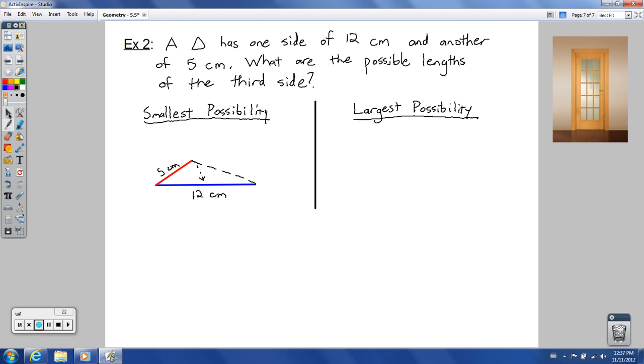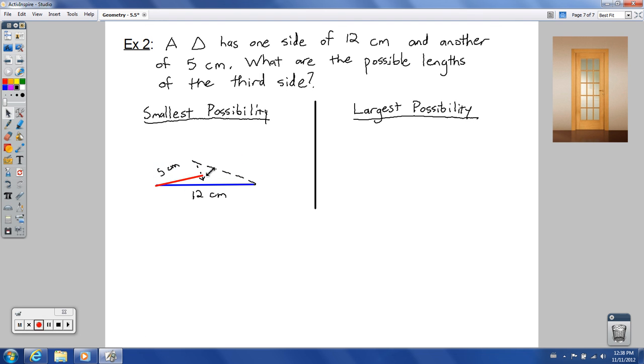If I close this down a little bit more, imagine this is closing. It's the door on the hinge. It's closing, it's closing, it's closing. It's going to get closer and closer to that smallest possibility. So if I connected this now to there, it's still a triangle.